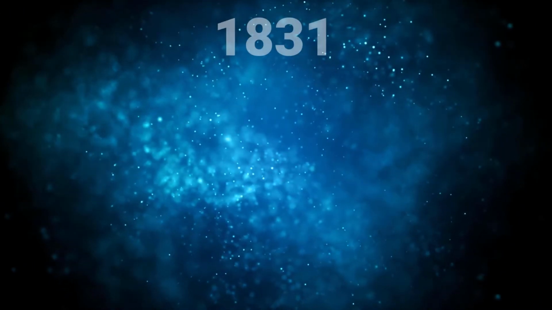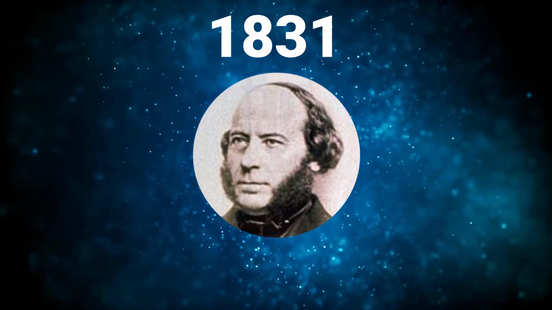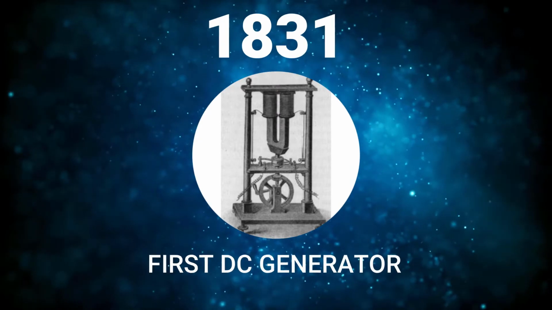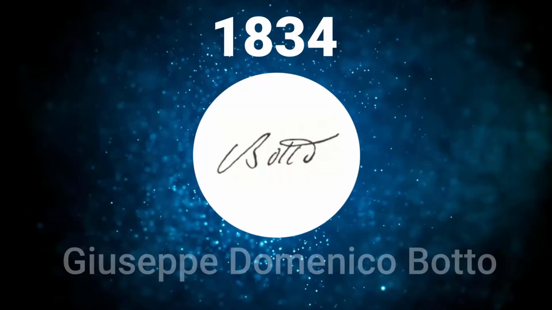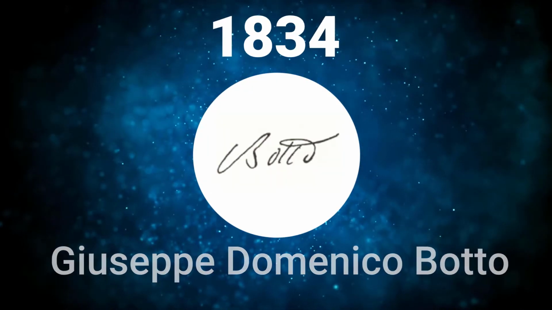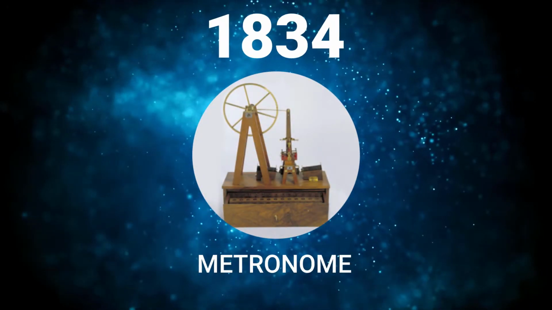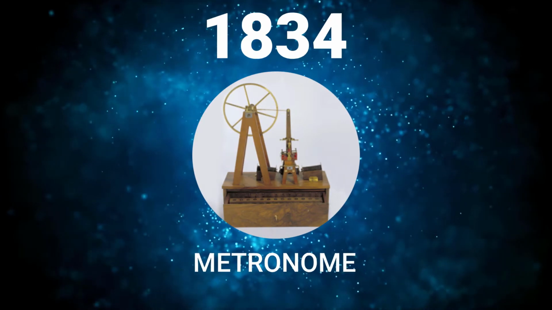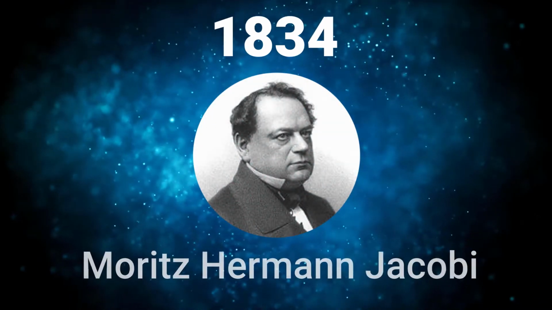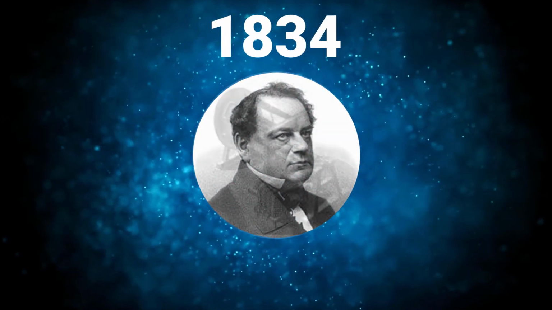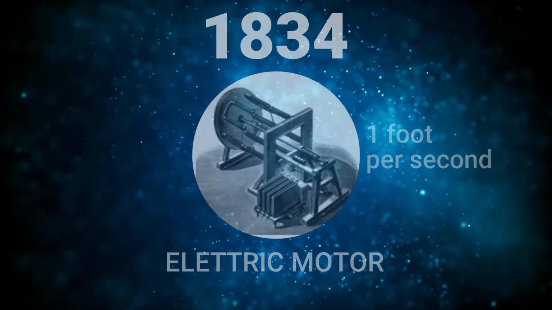In the same year, French instrument maker Hippolyte Pixii builds what can be considered the first apparatus for generating an alternating current out of a rotation. In 1834, Italian physics professor Giuseppe Domenico Botto creates a device corresponding to a metronome, acting on the pendulum with two electromagnets. In the same year, Moritz Hermann Jacobi builds an electric motor able to lift a weight of 10 to 12 pounds with a speed of 1 foot per second.